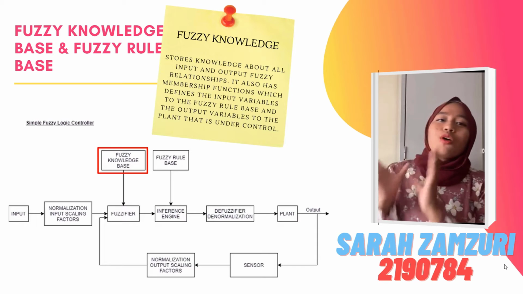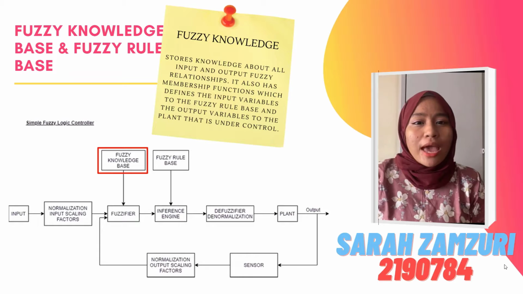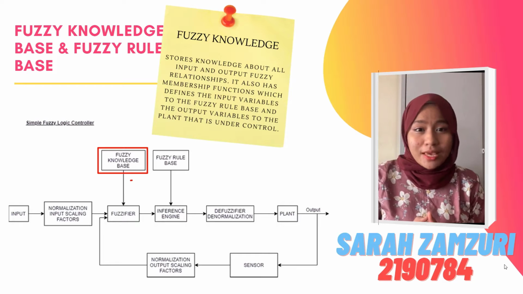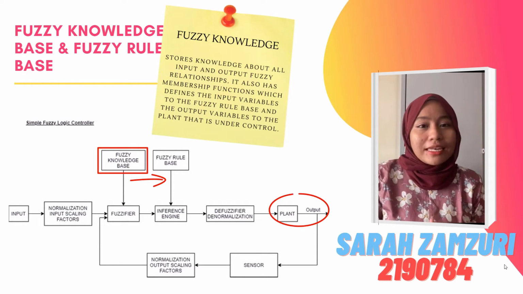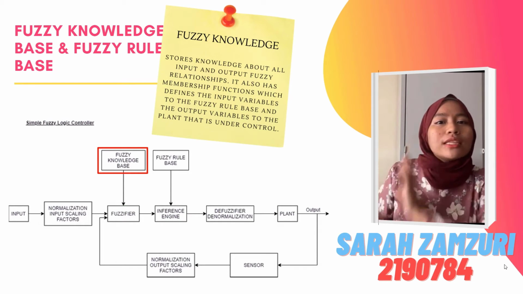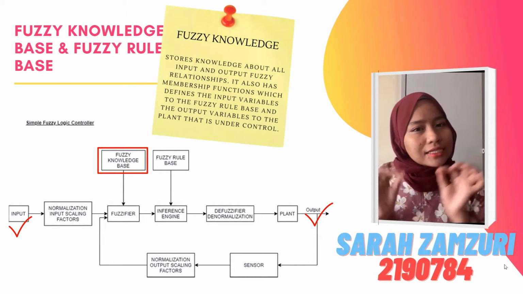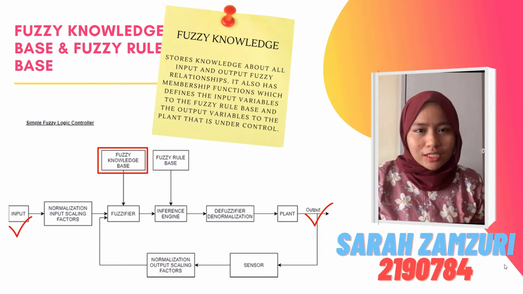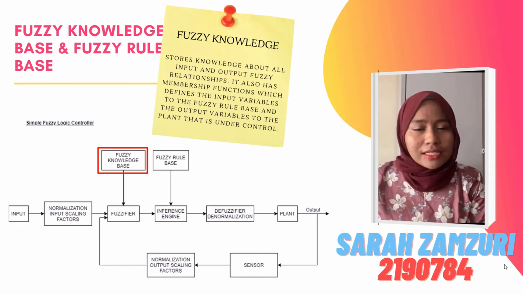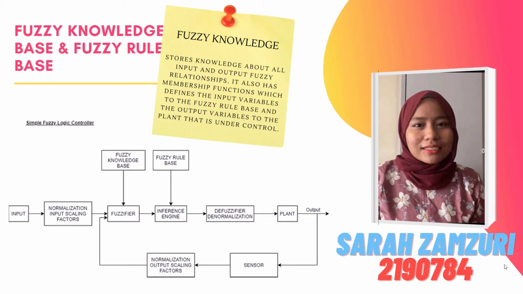It is a stored knowledge about all input and output fuzzy relationships. It also has the membership function which defines the input variables to the fuzzy rule base and the output variables to the plant that is under control. It means that the fuzzy knowledge base will contain all the relationships between the input and the output, and at the same time it also has the membership function which is used to define the input variables to the fuzzy rule base and the output variables to the plant that is executing the control process.